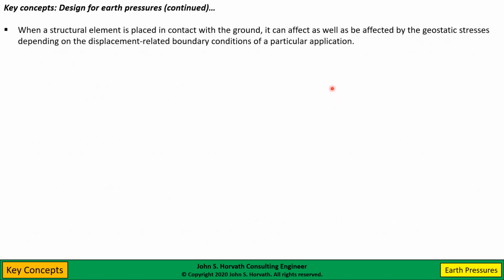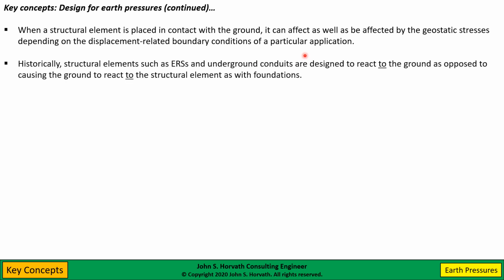Now, when a structural element is placed in contact with the ground, it can affect as well as be affected by the geostatic stresses, depending on the displacement-related boundary conditions of that application. Now, historically, when we think about structural elements such as earth-retaining structures, retaining walls, bridge abutments, as well as underground conduits, they are universally designed to react to the ground as opposed to causing the ground to react to them.